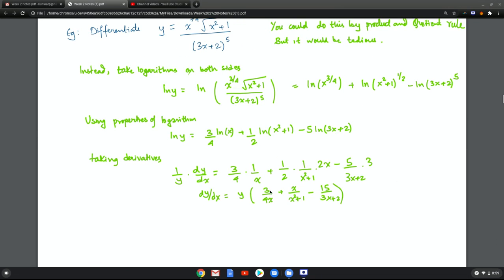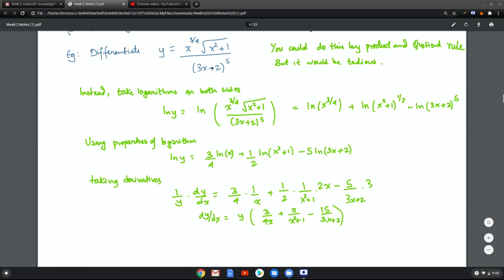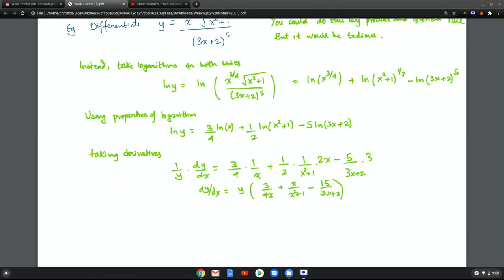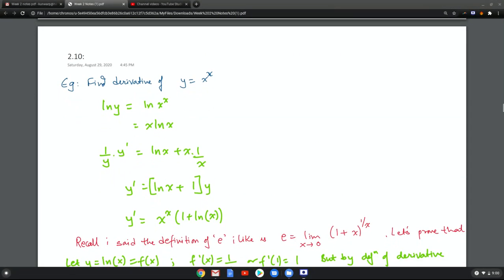So as you can see, a pretty complicated derivative, where you have to multiply by y, which is itself the complicated starting point for the problem. So taking logarithms really helps in finding derivatives of functions like these. Now you may consider this a very unnatural looking function that has been made for this purpose. But there are certain functions, like the one we're going to look at next, which are not that unnatural, and this is the only way in which we can find the derivative of these functions.